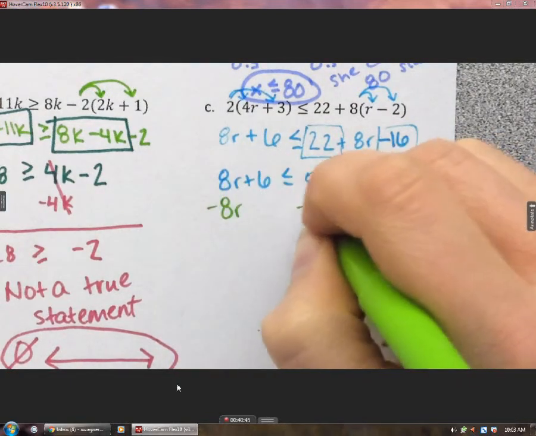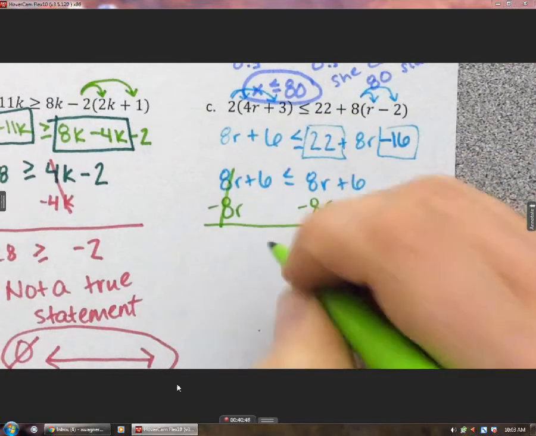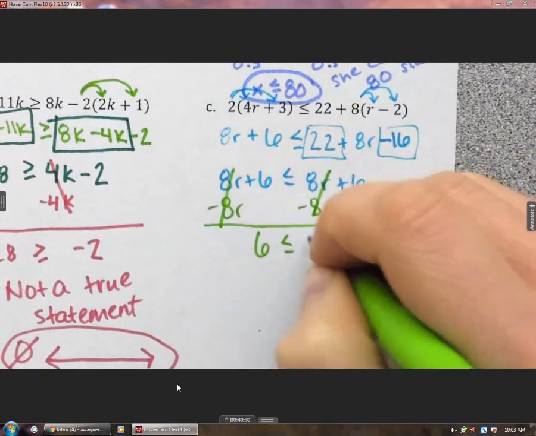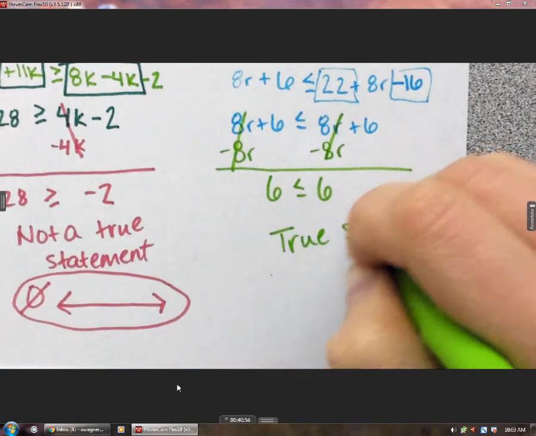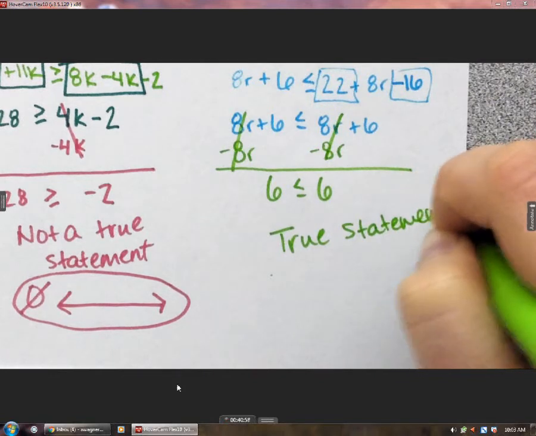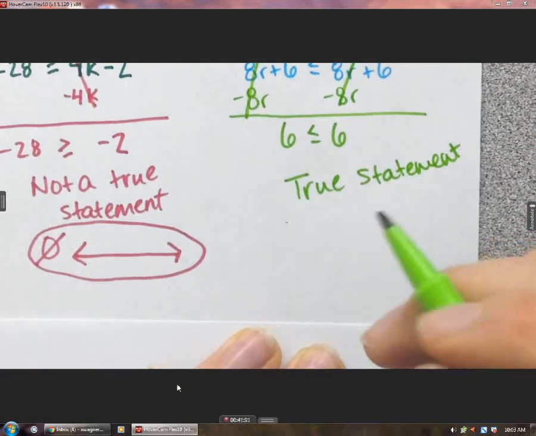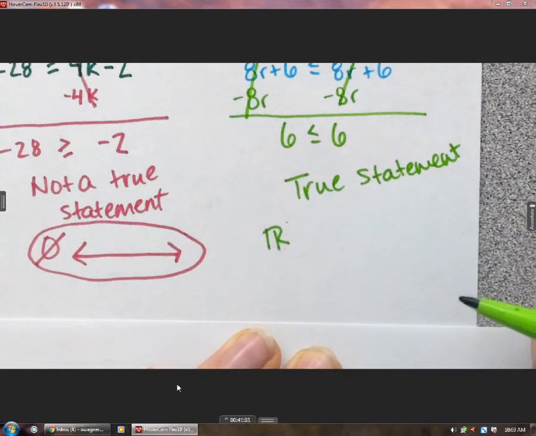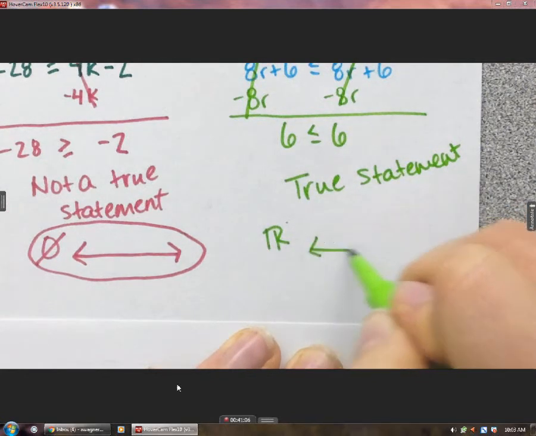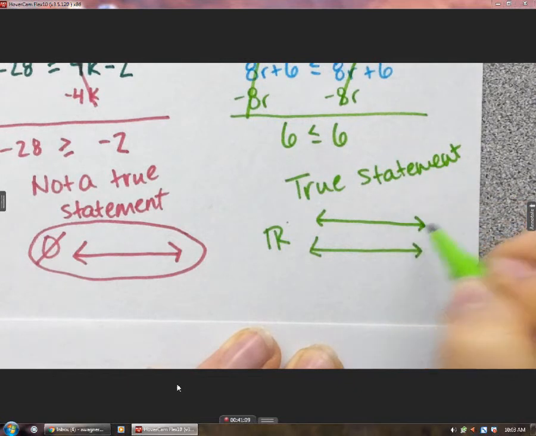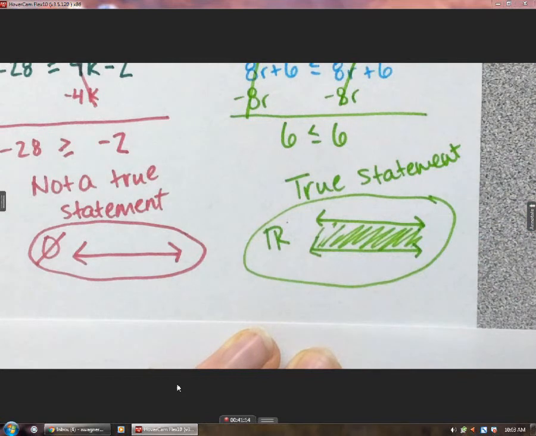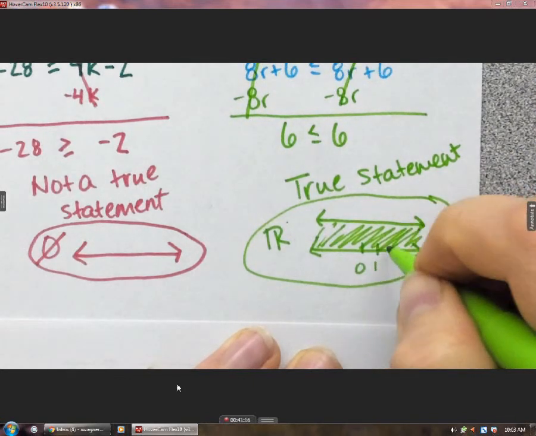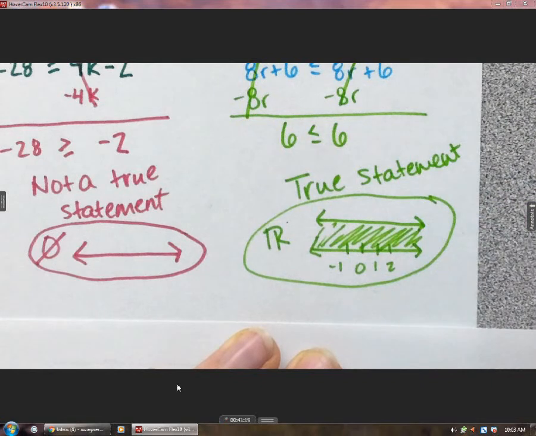Minus 8r. Minus 8r. 6 is less than or equal to 6. Is that true? Yeah. This is a true statement. That means, what's my solution set? All real numbers. That means when you graph it, you're literally graphing a number line on top of a number line. You're saying that all of the values are possible solutions. So like, all of these numbers are solutions. Every single number will make this situation work.